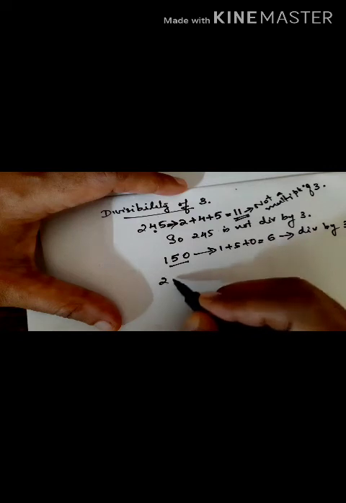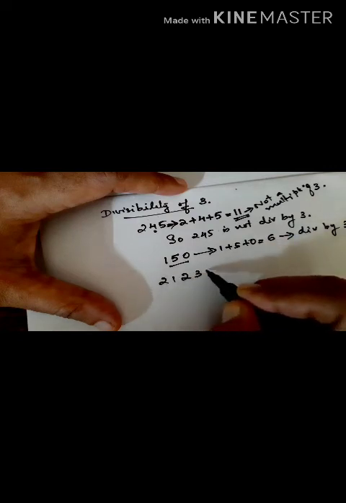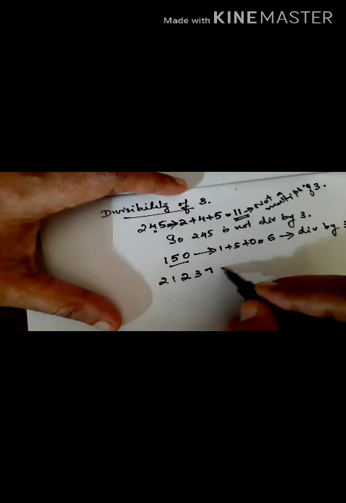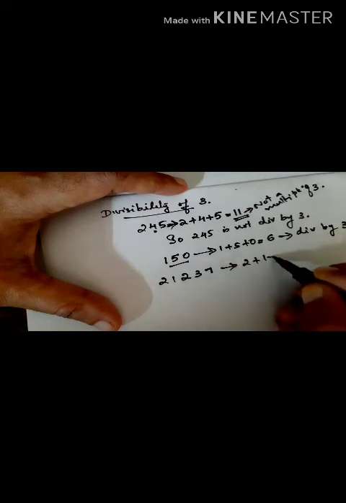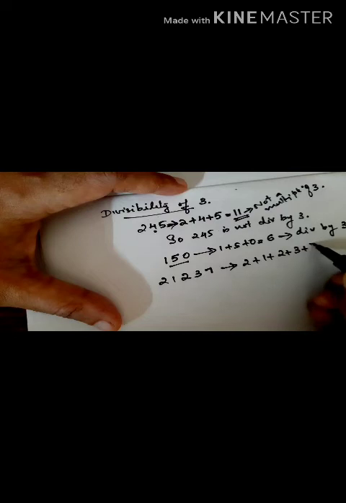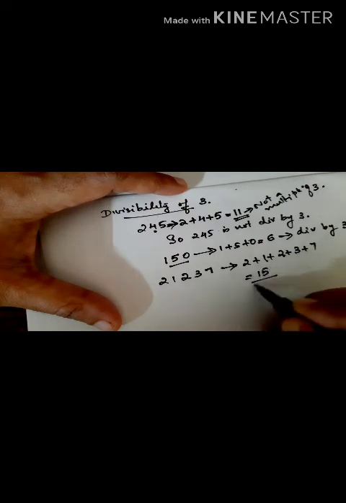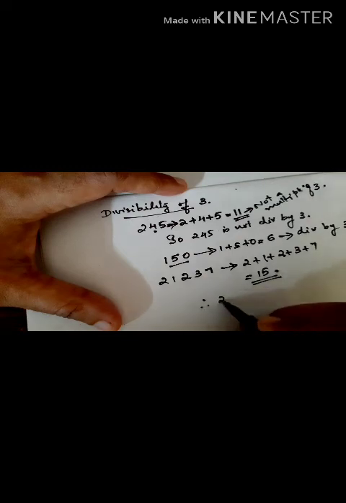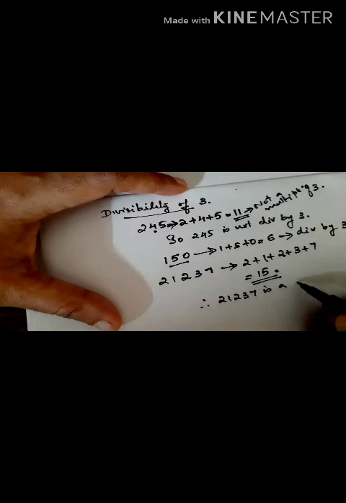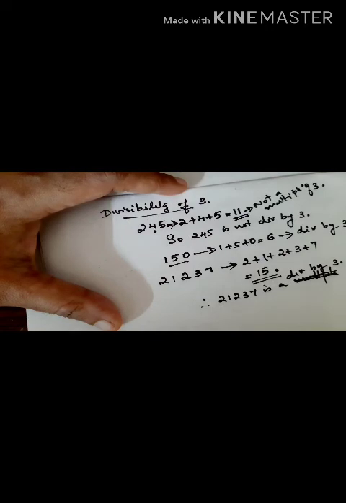Now another example, 21,237. Now let us check it. 2 plus 1 plus 2 plus 3 plus 7. What is it? 2 plus 1, 3. 3 plus 2, 5. 5 plus 3, 8. 8 plus 7, 15. Yeah, 15 is a multiple of 3. 3 into 5 is 15, isn't it? Therefore, 21,237 is divisible by 3. Clear?